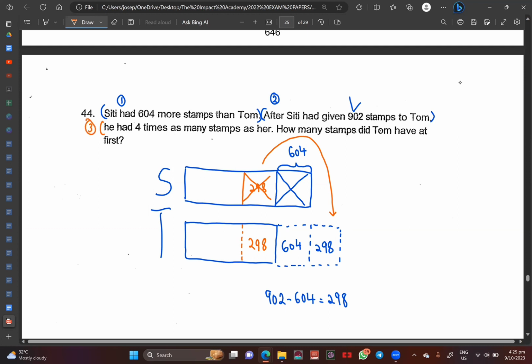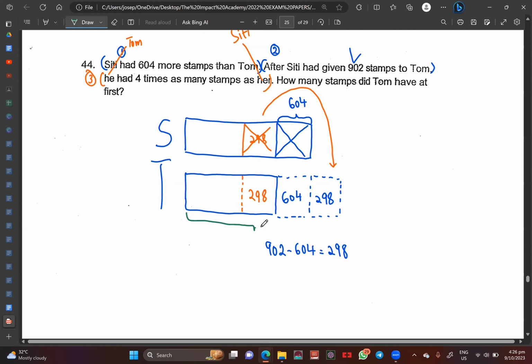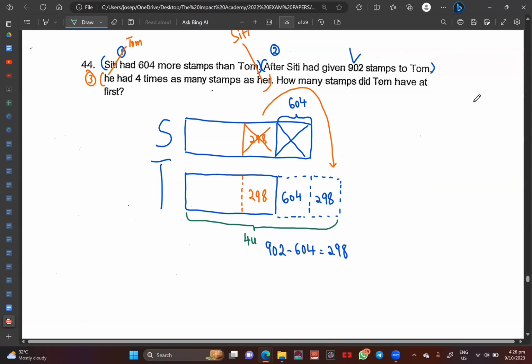Now, after this, what I can do next is obviously move on to sentence number 3. He, as in Tom, had 4 times as many stems as her, as in CT. Am I making sense here? If Tom has 4 times, it means that Tom is 4 units. You agree or not? Okay, so if Tom is 4 units, where exactly is 4 units? 4 units is basically everything from here all the way to here. So this is actually how many units? 4 units. If Tom is 4 units, CT must be 1 unit, correct or not?